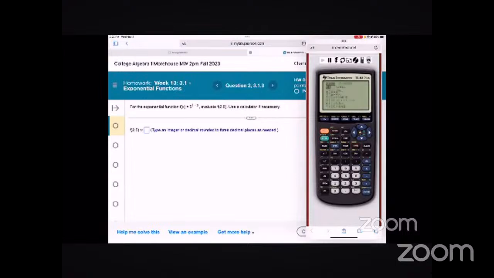So we're going to go to variables. We want to call in the function we just typed in. We want to evaluate this when x is 2.5. Then it says round to 3 decimal places, 0.089.